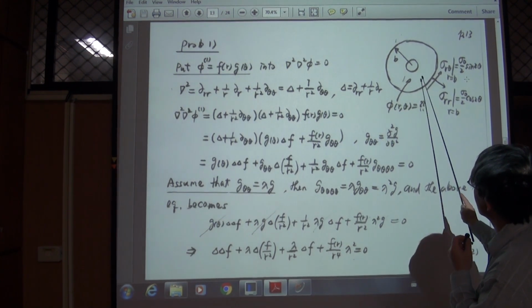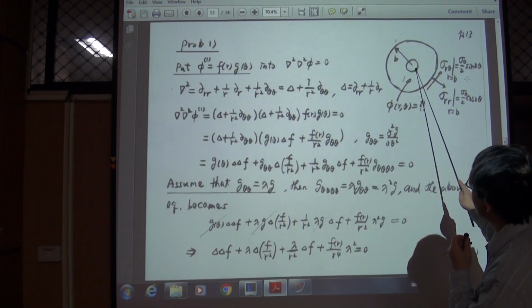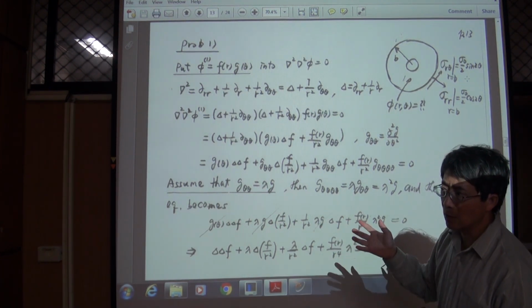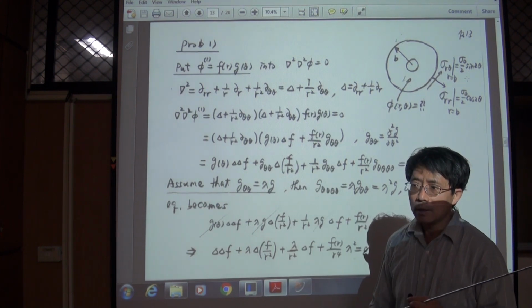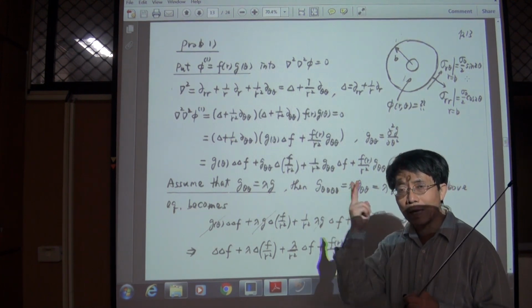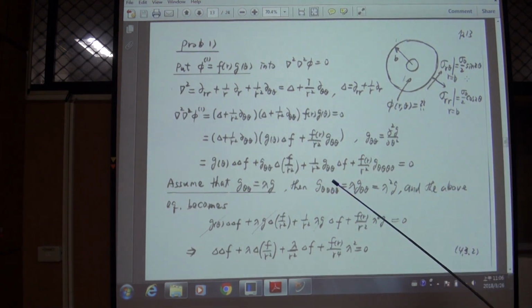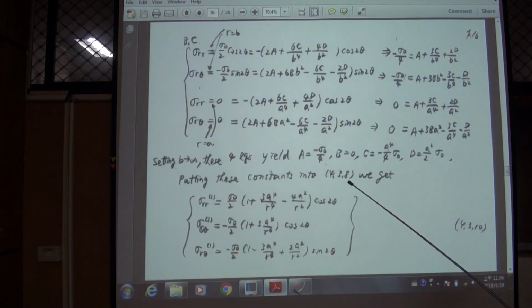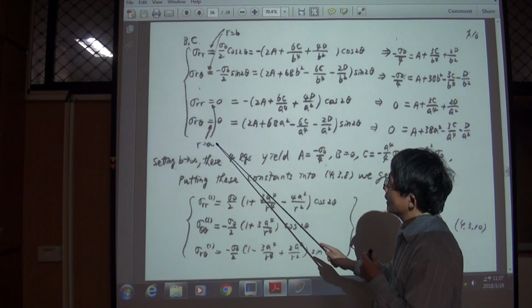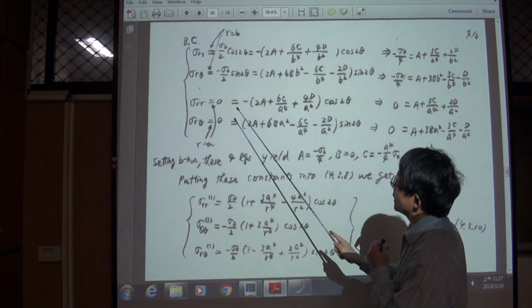1 condition, 2 condition, 3 condition, sigma r equals 0. 4th condition, sigma r theta equals 0. Understand? So in the outer boundary, the normal stress and shear stress equal 0. 2 conditions. Along the inner boundary, the normal stress and the shear stress equal 0. Another 2 conditions. So totally we have 4 conditions. Normal stress, shear stress, normal stress, shear stress, in the inner boundary and outer boundary, 0, 0.